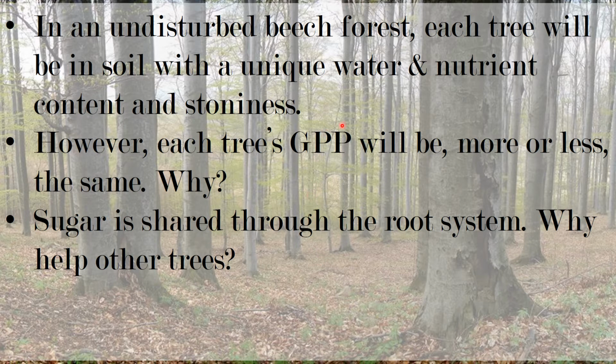So they carry out photosynthesis. They take the sugar down through the phloem, if you remember your Nat 5 biology, down to the roots and they actually share it. So why might that be? What's the benefit of helping other trees? Why not just try and take all the sunlight and take all the nutrients from the soil?